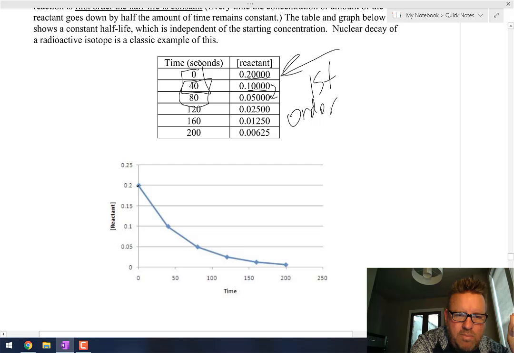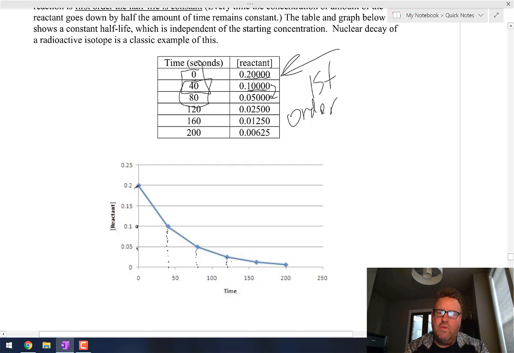You're starting at 0.2. How long does it take you to get down to 0.1? Well, again, just kind of come down here. About 40 seconds. How long does it take you to go from 0.1 to 0.05? Well, that's about 80. Another 40 seconds. And then to 0.025. Again, about 120. See how the half-life is constant the entire time.